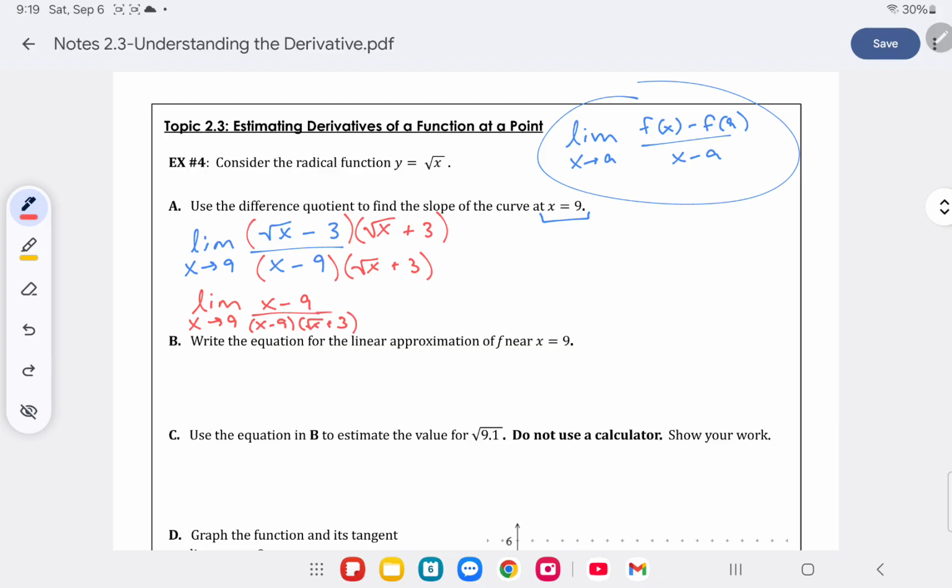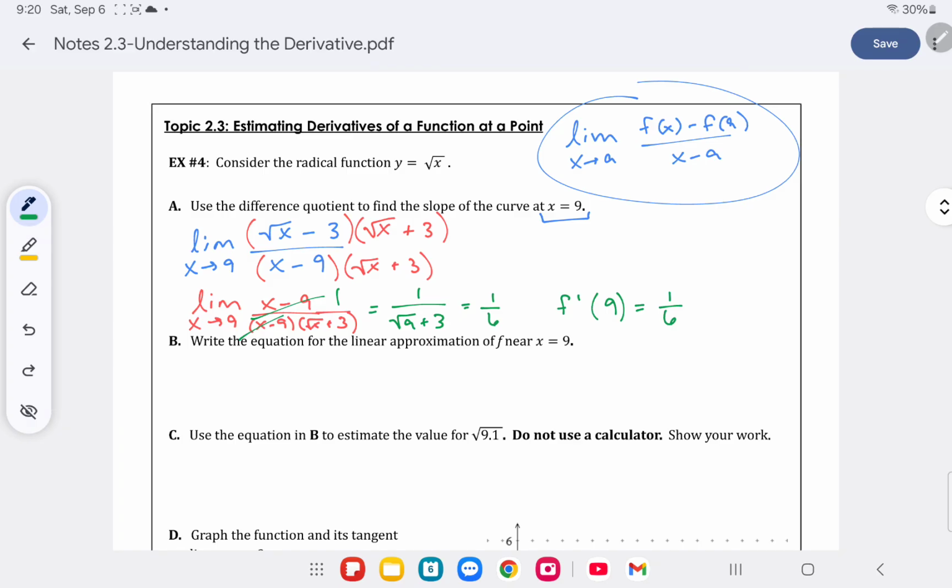We do not want to multiply out the denominator. Our x minus 9's cancel. We're left with the 1 in the numerator. Now when I directly substitute that 9, I get 1 over the square root of 9 plus 3, or 1/6. So the slope of the tangent line at 9 is 1/6, or we say the derivative at 9 is 1/6.